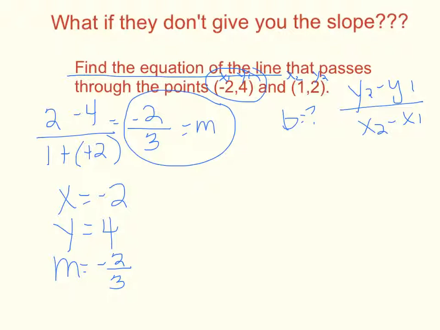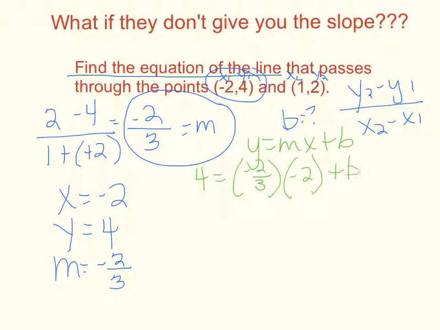I'm going to change my color so that you can see this a little bit better. All right, so now you just plug it into your y equals mx plus b. Your y equals 4. Your m was a negative 2/3. Your x was a negative 2. We don't know what our b is. You just keep solving. Negative 2/3 times negative 2 gives you a positive, because a negative and a negative, 4/3 plus b. We're trying to get our b by itself, so we're going to have to subtract 4/3 from both sides.